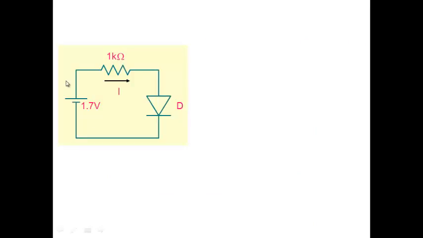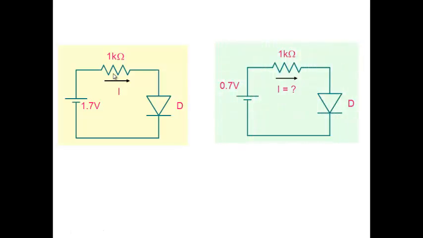So we give a circuit like this and we ask a student to give us the value of current. Right? So very easy. Everybody goes and puts a 0.7 volt battery. So 1.7 minus 0.7 divided by 1K, so 1 milliampere. Right? What is the next question which comes after that?